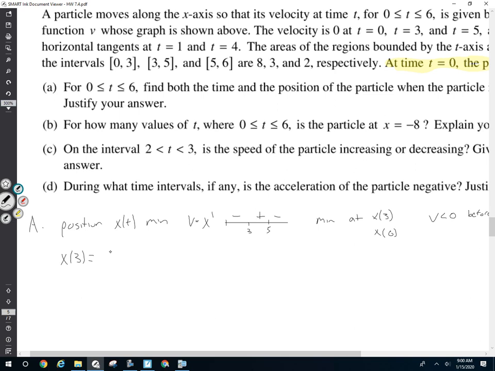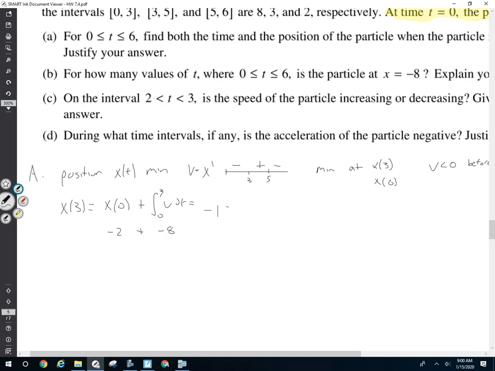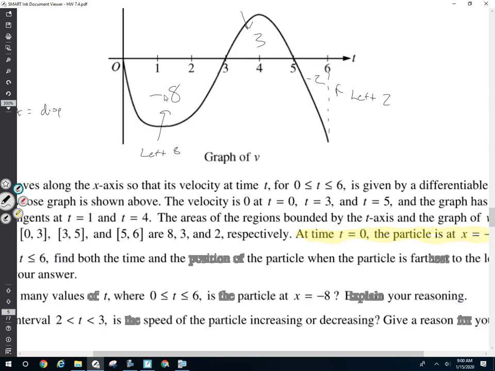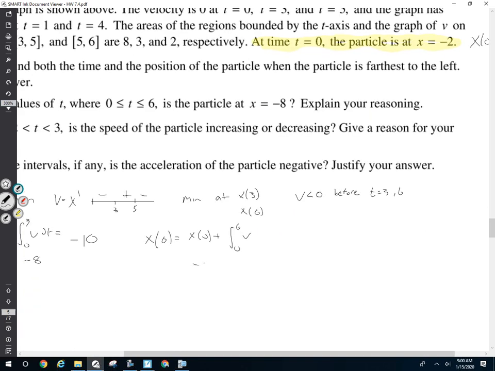Again, we don't have a position function. We have a velocity curve. So we're going to have to find it using our unknown position equals a known position plus our displacement. I get negative 2 plus negative 8, which equals negative 10. And then I get x of 6 is x of 0 plus integral from 0 to 6 under v. This ends up being negative 2. This is negative 8 plus 3 is negative 5. Negative 6, negative 7, which is negative 9.